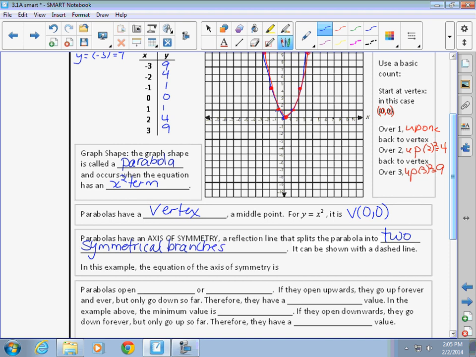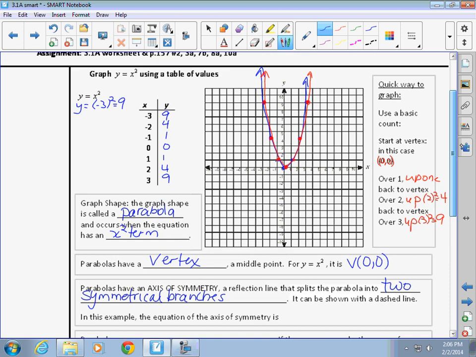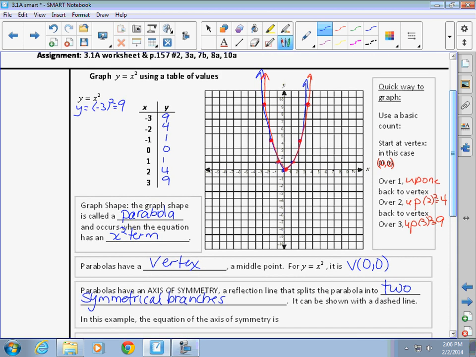Two sides that are mirror images of each other. It can be shown with the dashed line. In this example, the equation of the axis of symmetry is, so if we look at this one, the line that is going to cut this graph perfectly in half, so our two branches are identical, would be going right through x is equal to 0.